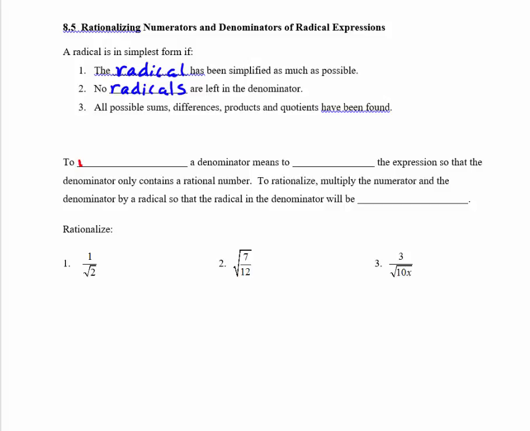So, to rationalize a denominator, that means we want to get rid of the radical in the denominator. We want to rewrite the expression so that the denominator only contains a rational number. So to rationalize, we're going to multiply the numerator and the denominator by a radical so that the radical in the denominator will be eliminated.